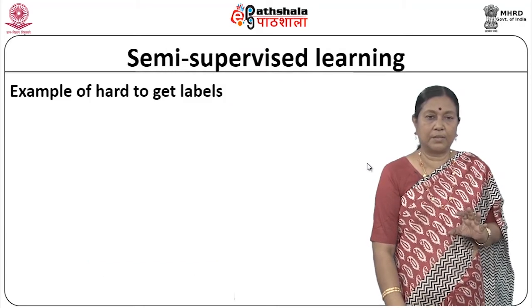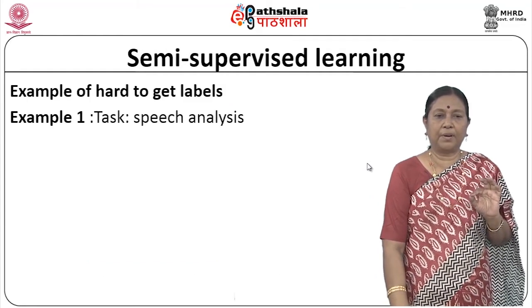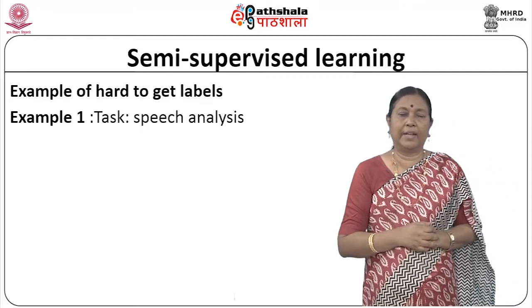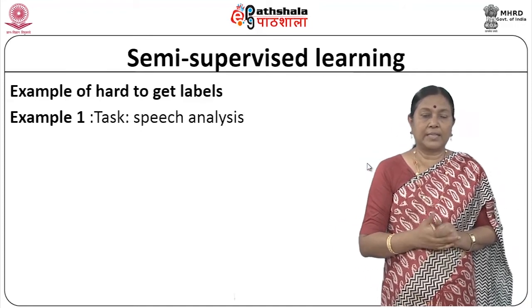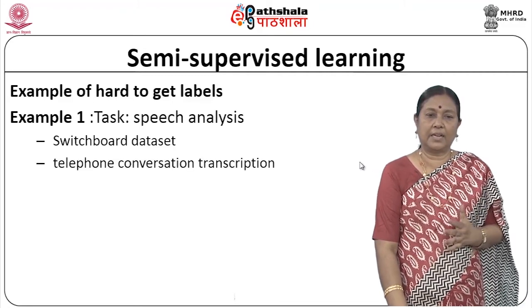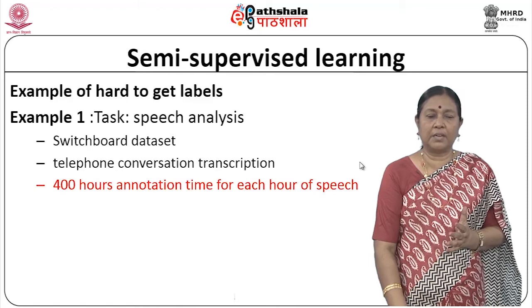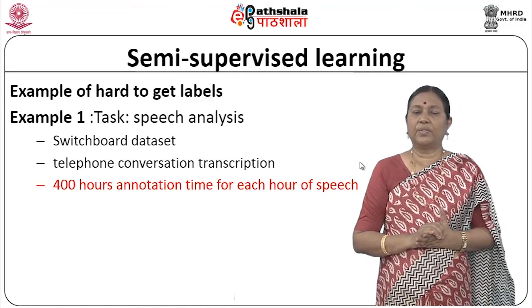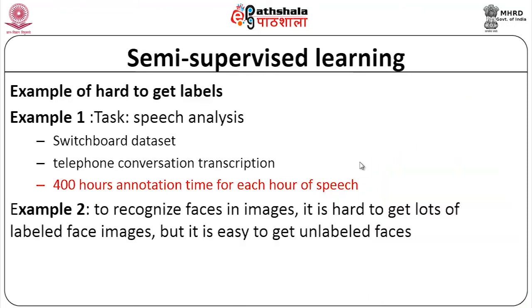Now, let us look at semi-supervised learning. Examples of hard-to-get labels are where it is widely used. For example, the task is speech analysis. I have the Switchboard data set, telephone conversation transcription, with 400 hours of annotation time for each hour of speech. This is an example where it is very hard to get the annotation done. Another example is recognizing faces in images. It is hard to get lots of labeled face images, but it is easy to get unlabeled ones. That is not a problem.